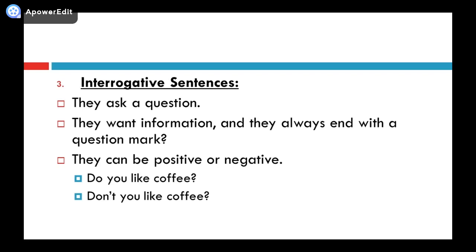Do you like coffee? Question mark. Don't you like coffee? Again question mark. So the first becomes your positive sentence and the second becomes your negative sentence. So basically it is very easy to find out exclamatory sentences and interrogative sentences. Why? Because exclamatory will end with an exclamation mark, interrogative will end with a question mark, right? But don't get confused between declarative and imperative sentences. When you read the sentence, try to understand whether it is giving you information or stating a fact, or whether it is giving you a command, right?